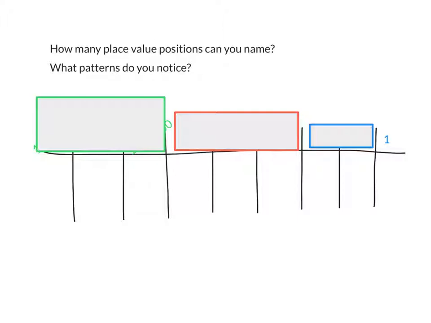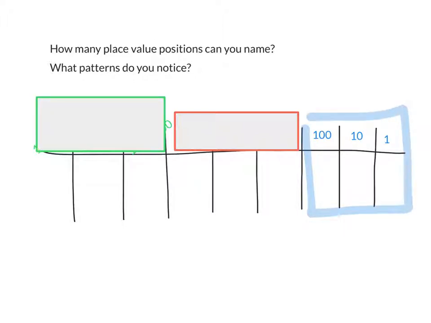So on this place value chart, if the first position is the ones position, what would this position be called? Everyone? Tens. What would this one be called? Hundreds, good. And so all together, when I have the ones, tens, and hundreds, that makes one period. As we know, this is called the ones period.